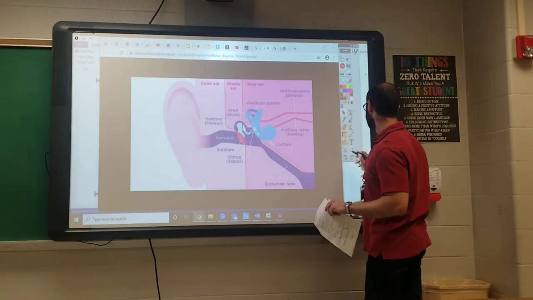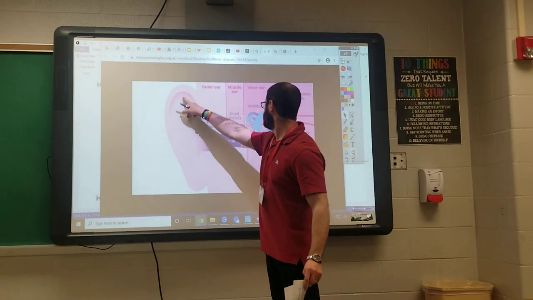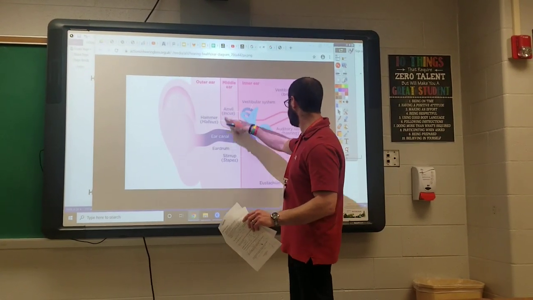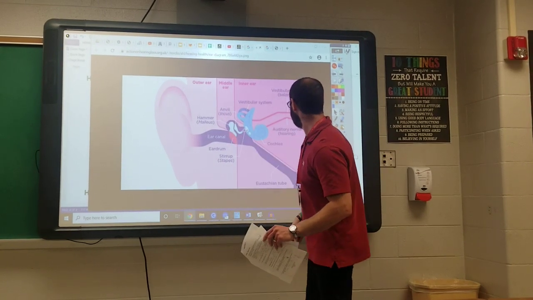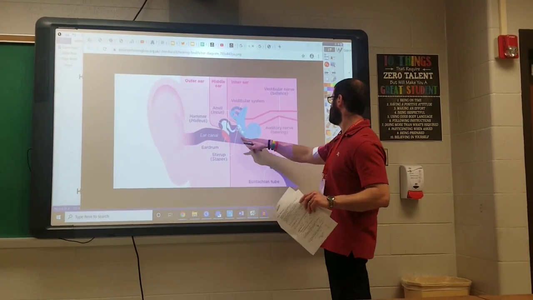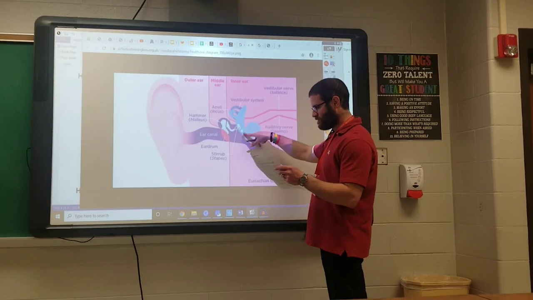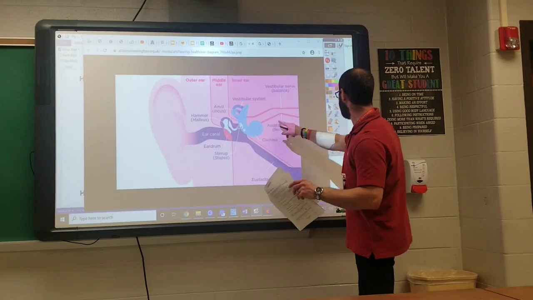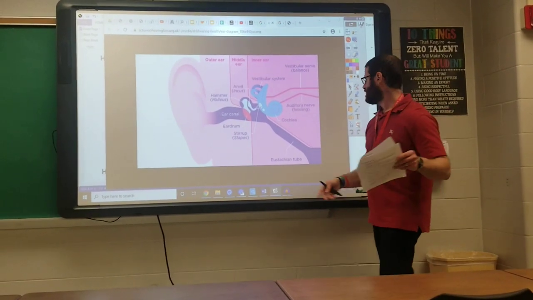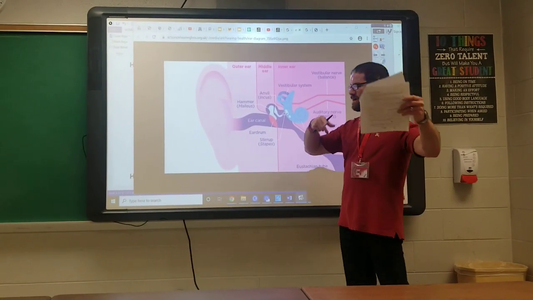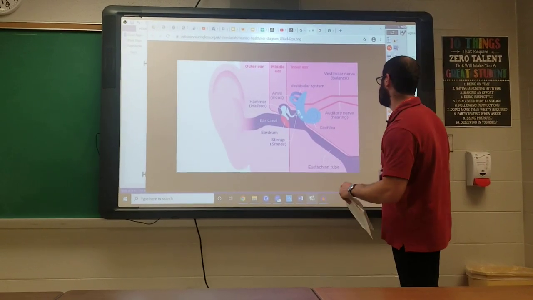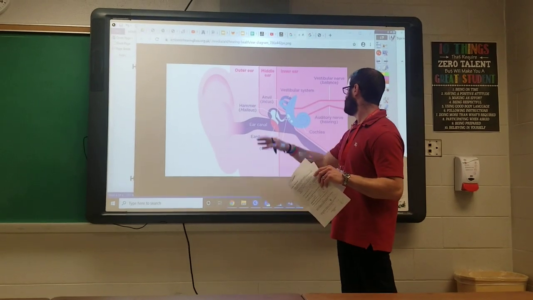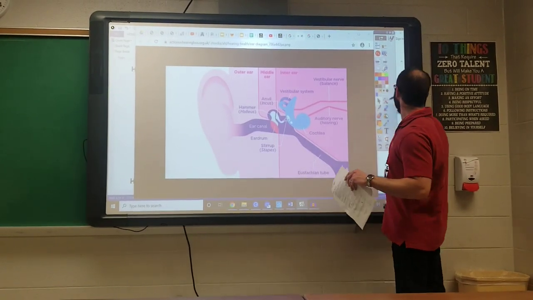Okay, so we can see a diagram of the ear. Again, the outer ear collects the sound, forces it into the middle ear, right? The middle ear amplifies the sound. Then it goes to the inner ear, where those nerve endings send signals to the brain, like the auditory nerve. That sends signals to the brain, and that's how our brain is able to interpret sound. Again, that's just a diagram showing you the different parts of the ear.